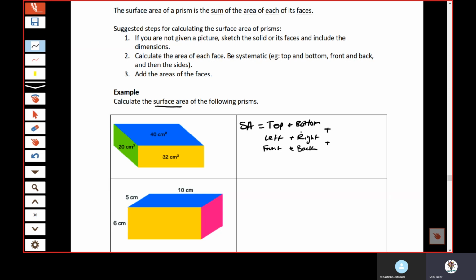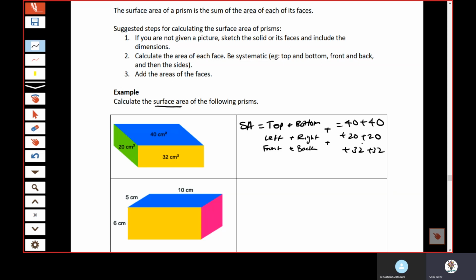So your top and bottom, well, what's the area of the top? 40 centimeters squared. Yeah, so 40 centimeters squared plus 40 centimeters squared. Plus left and right, well, that's just 20 plus 20, plus front and back. 40 squared, 20 squared, and 32 squared.